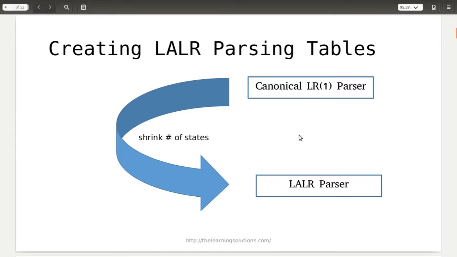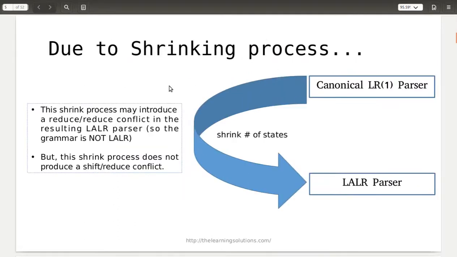We will consider the same example that we discussed in the CLR parser. Because of the shrinking of states, the LALR parser may have some sort of conflict. That means the shrink process may introduce reduce conflicts in the resulting LALR parser, but we do not get any shift reduce conflict. We are actually combining some states, so while combining those states, there may be a chance that a reduce-reduce conflict will occur.